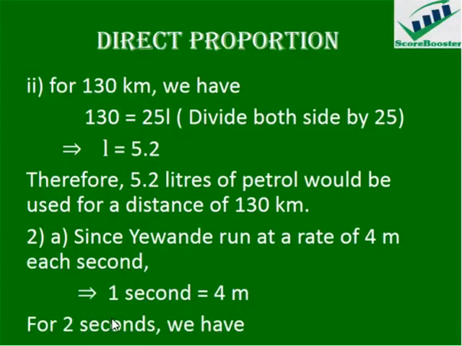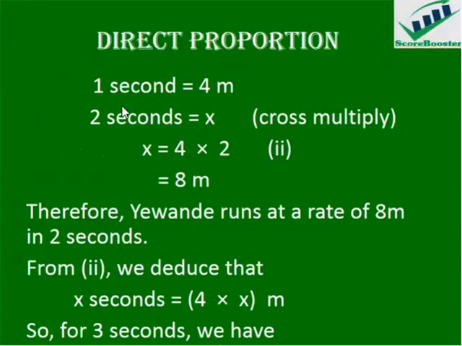So for 2 seconds, I think we have a table there to complete. We have to find the number of meters she runs for 2 seconds. So since we have 1 second equals 4 meters, we have 2 seconds. We don't know the number of meters she runs for 2 seconds, so we represent that with x, and we know how to cross multiply to get the value for x. And you know that after you get the value for x, the unit in front of x will be meter.